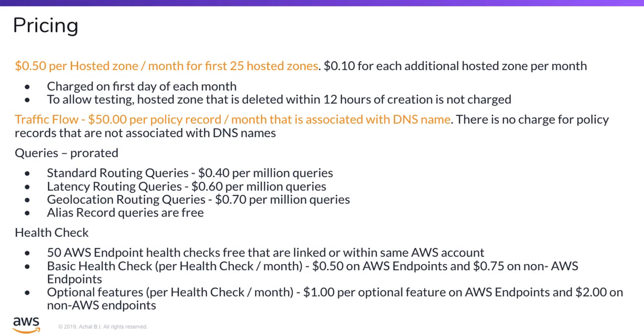As I mentioned, for pricing, traffic flow is quite expensive at $50 per policy record. And for any hosted zone you have created, it costs around 50 cents per hosted zone per month. Up to 25 hosted zones cost around 50 cents per month each, and additional hosted zones cost around 10 cents per month.